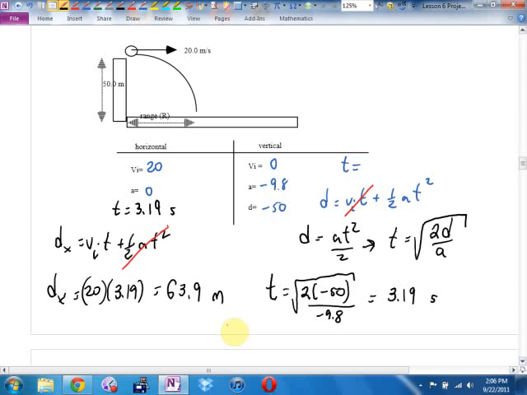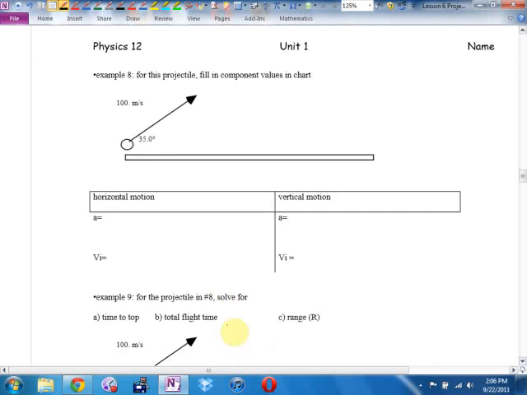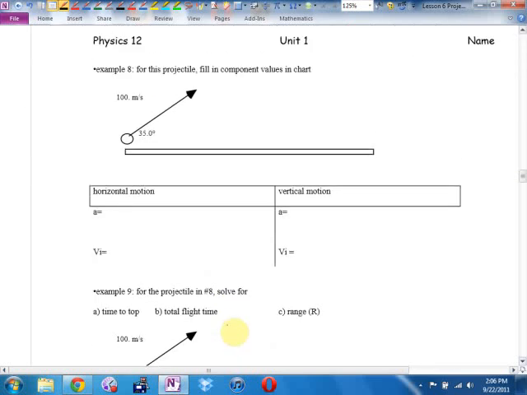So we just did horizontally off a cliff. Key idea: horizontally, Vx is your velocity, and Vy initial is zero. What if we're launching from the ground? Well, horizontally from the ground would be boring because it would hit the ground right away. We're going to launch at an angle from the ground.